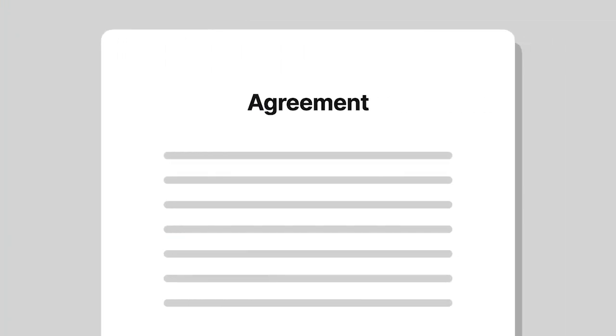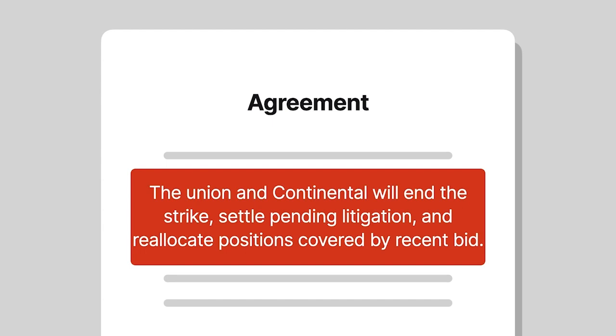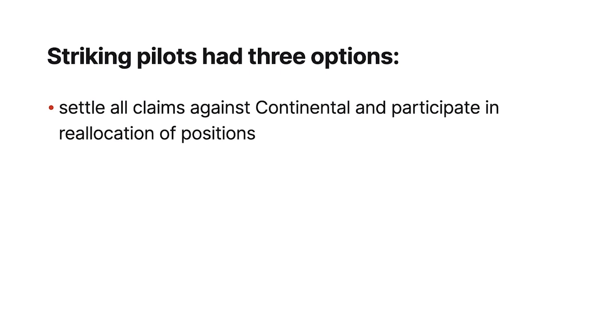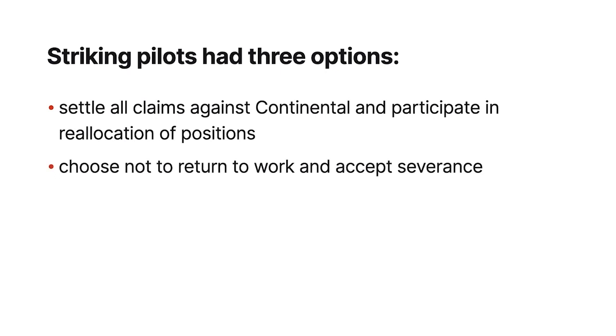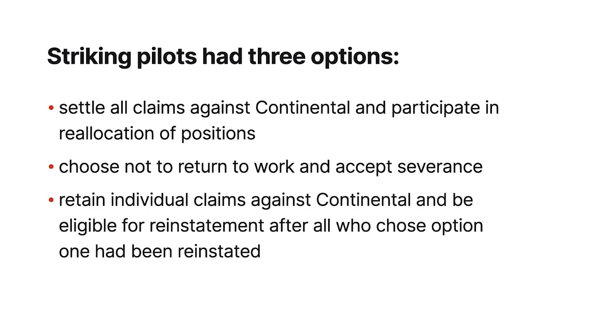Shortly thereafter, the union and Continental reached an agreement to end the strike, settle the pending litigation, and reallocate the positions covered by the recent bid. The agreement gave striking pilots 3 options. Pilots could settle all claims against Continental and participate in the reallocation of positions. Pilots could choose not to return to work and accept severance. Finally, pilots could retain their individual claims against Continental and be eligible for reinstatement only after all pilots who chose option 1 had been reinstated.